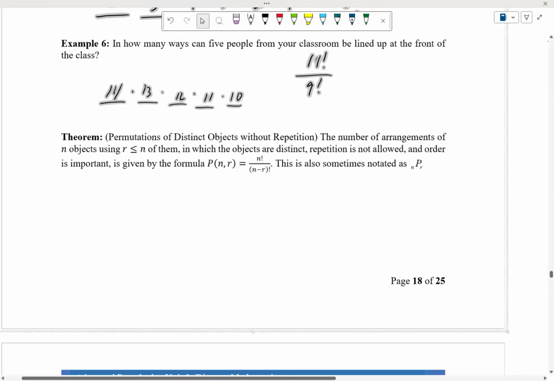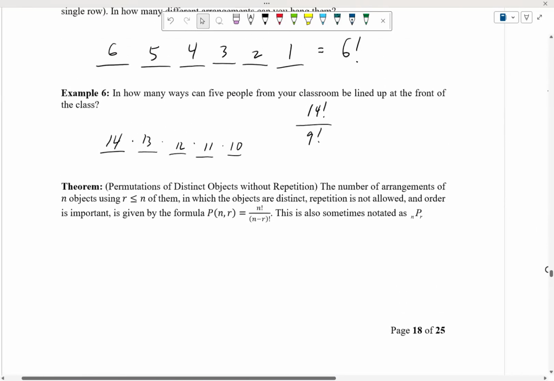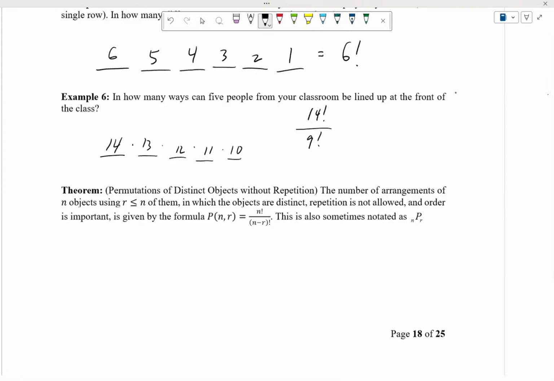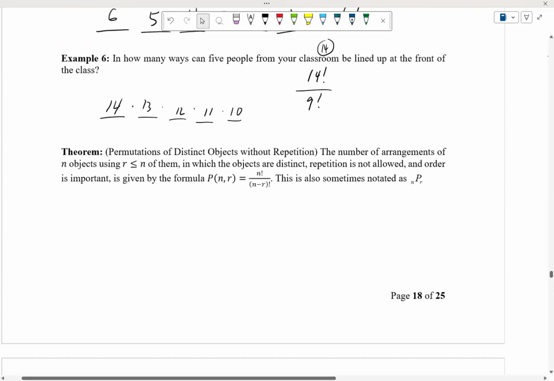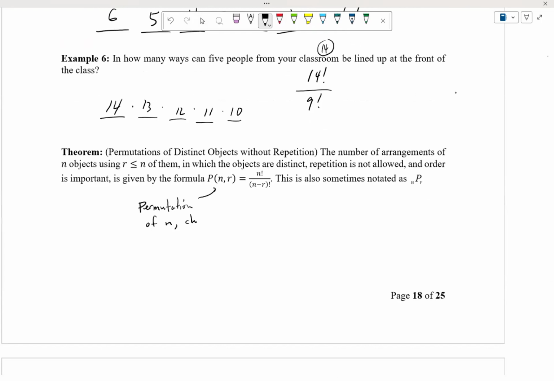Like that 9 from the problem we just did just came from that 14. So I'll put here 14 people. 14 minus 5 gives us that 9. And so this is read permutation of n choose r. Of course, r has to be smaller than n, and n is the big group you're choosing from. So r has to be less than or equal to n.